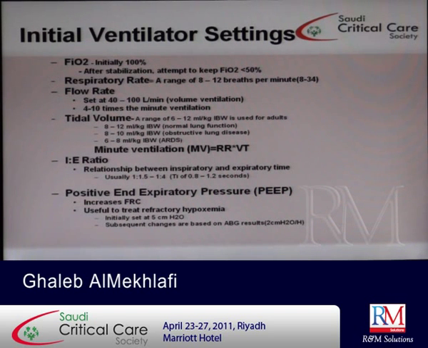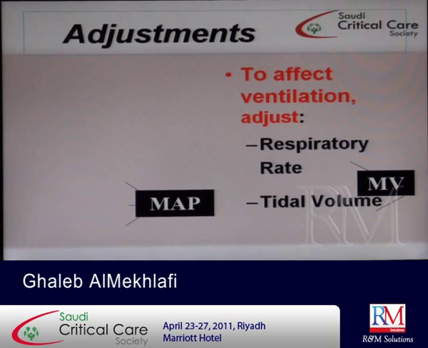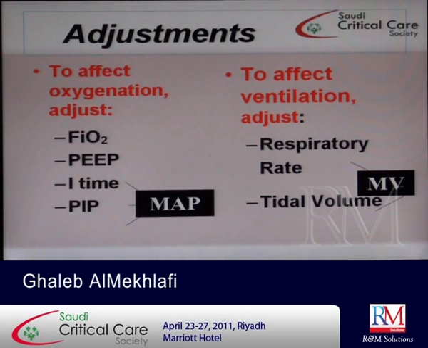And it is useful to treat refractory hypoxemia, initially set at 5 cm, and then we go subsequently according to the ABG by increments of up to 2 per hour, and not more than that, otherwise you can cause harm to the patient. Now, how do we adjust the parameters after setting? If the problem is hypoxemia, then we have these parameters to play with.